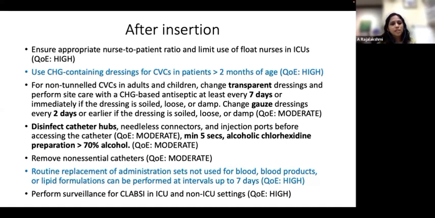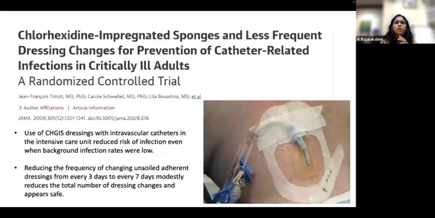Remove all non-essential catheters as appropriate when there is no more dialysis required. Routine replacement of the administration set is not required if the patient is in the ICU, but this is again for the dialysis catheter; none of this will be used for the dialysis catheter. And surveillance is very important. So this is what I was talking about.